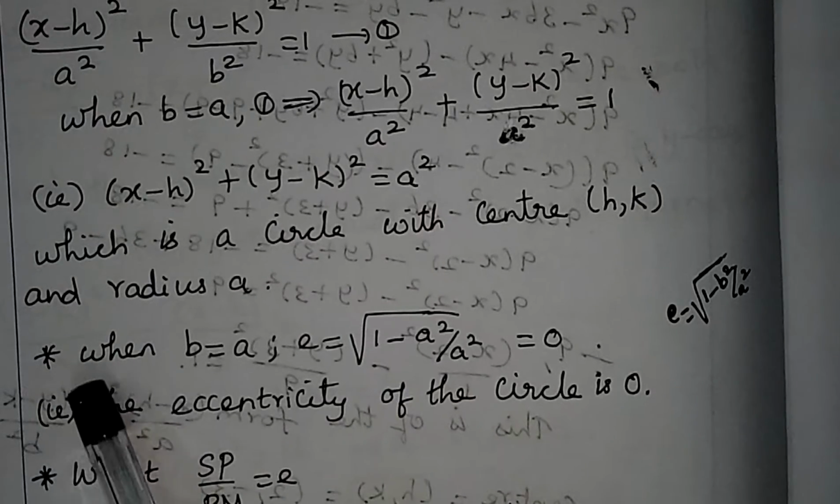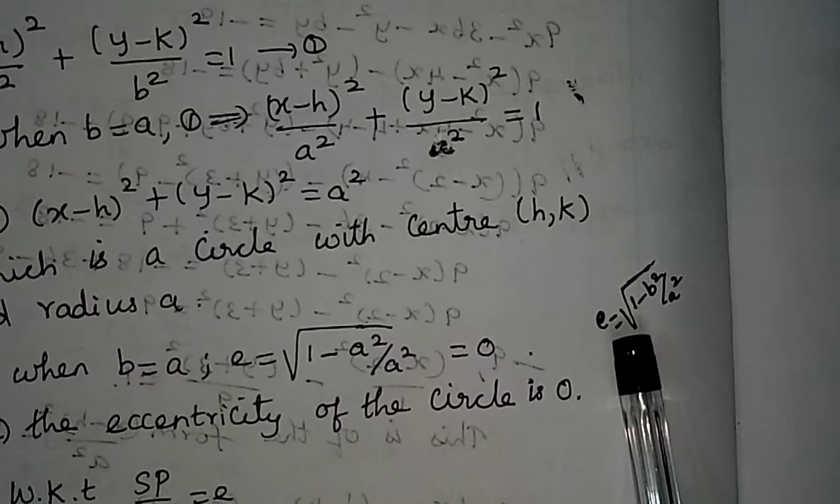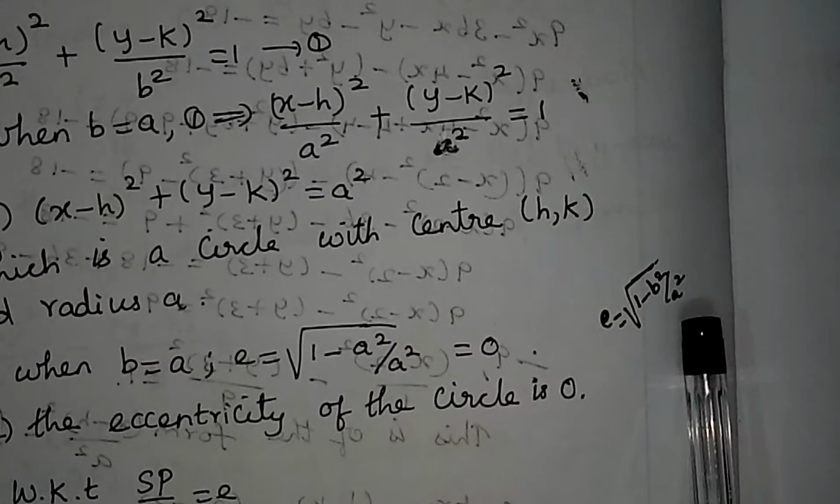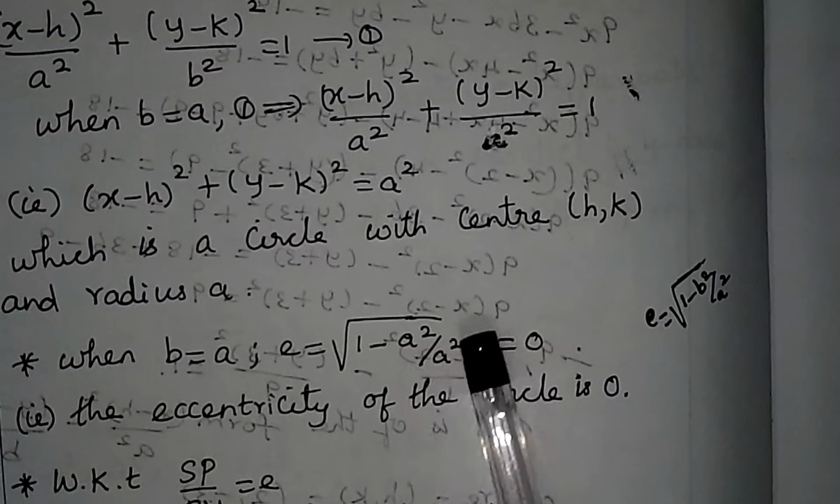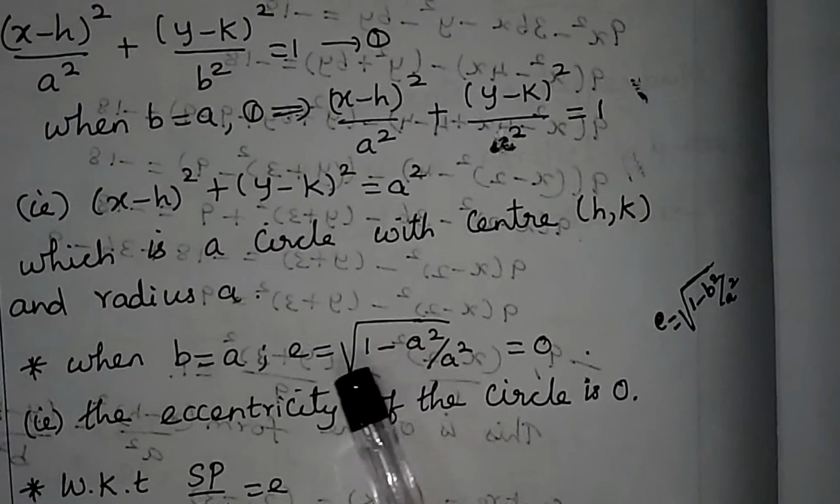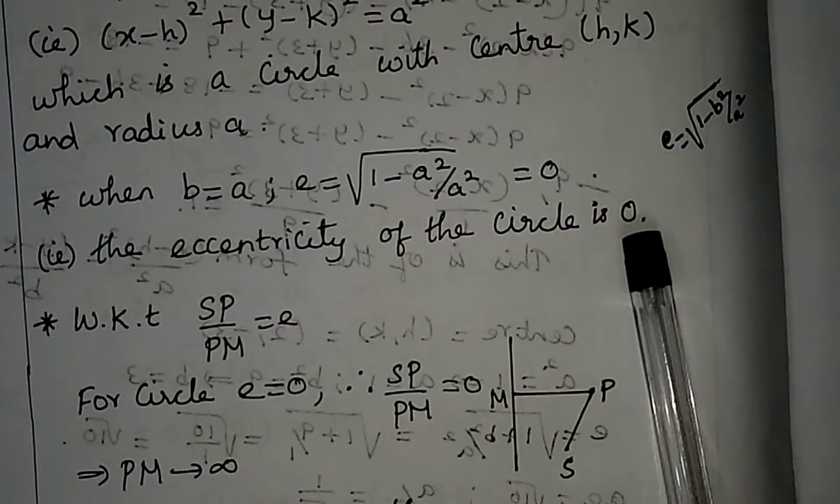Then when b is equal to a, the eccentricity formula is root of 1 minus b square by a square. If b is equal to a, you can cancel this value, it will become 1. 1 minus 1 is 0. So eccentricity is becoming 0 for a circle.